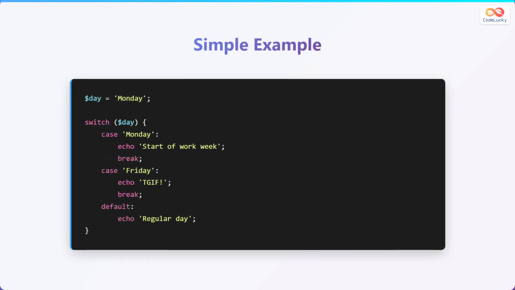Here's a simple example to illustrate how switch statements work. We initialize a variable called $day with the value Monday. The switch statement then checks the value of $day. If it's Monday, it prints start of work week. If it's Friday, it prints thank God it's Friday. If it's any other day, the default case is executed, printing regular day.